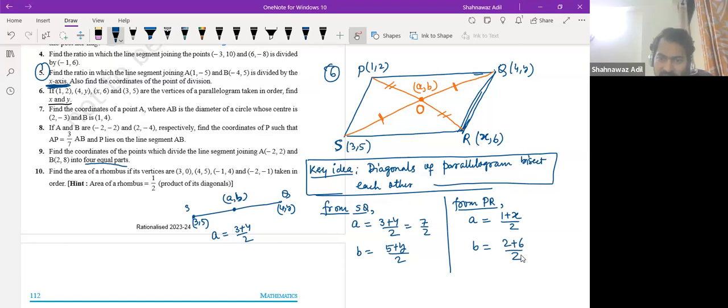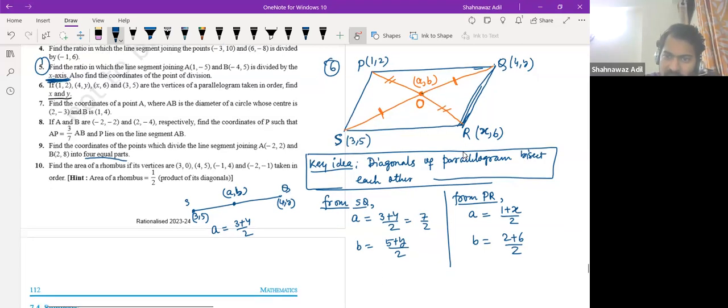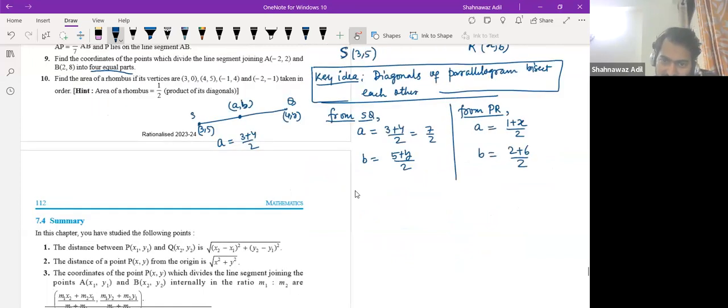Now you have A from this line and A from that line, and these are the same points, right? So if you compare these, comparing A, you will get 7 by 2 equal to 1 plus x by 2. So this 2 will cancel, and 1 plus x is 7. So x is 7 minus 1, which is 6.